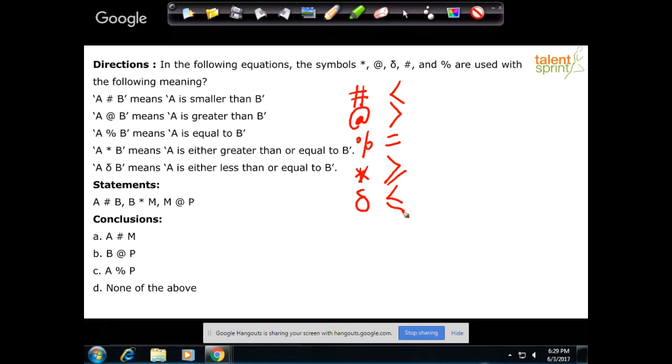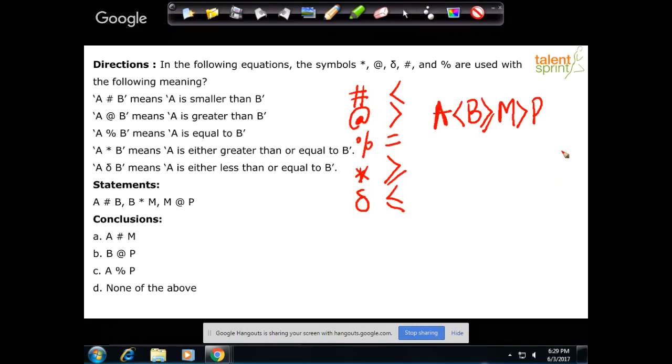Statement is A hashtag B, B product M, M at the rate P. So let's put in the symbols in place and then see. Let us say A hashtag B. So what is hashtag? Which means that A is less than B. Then B product M. Then here this is B is actually greater than or equal to M. M at the rate P means that M is greater than P. So this is the inequality that we have in front of us.